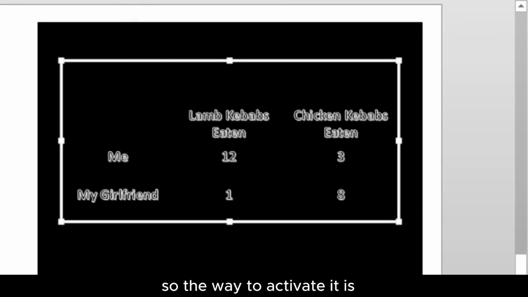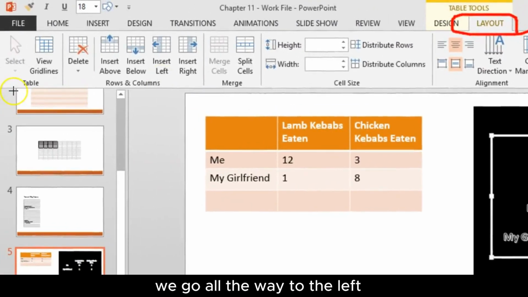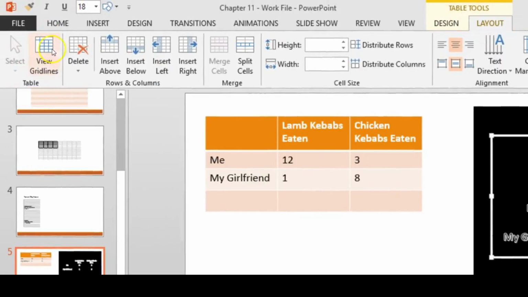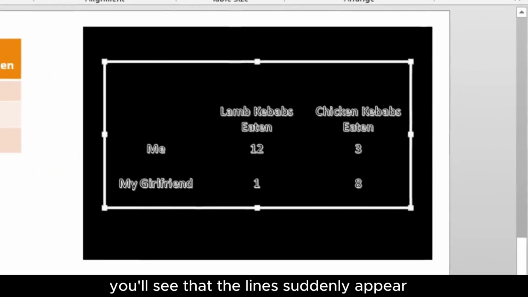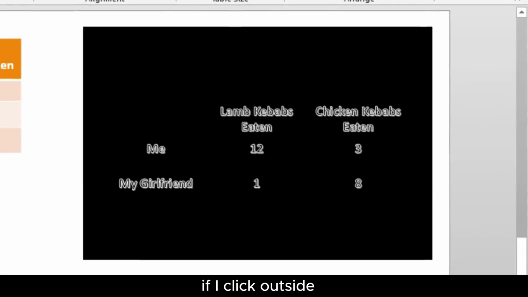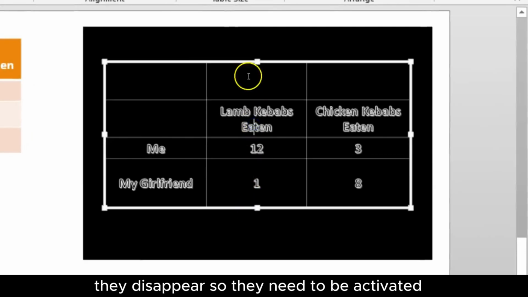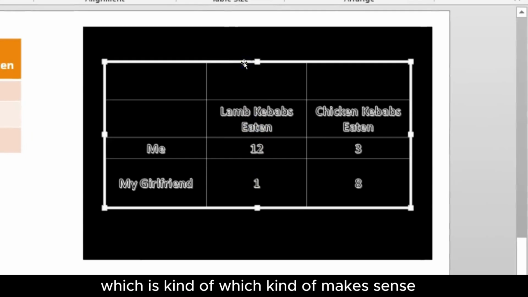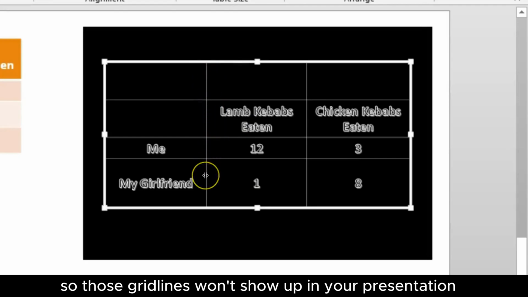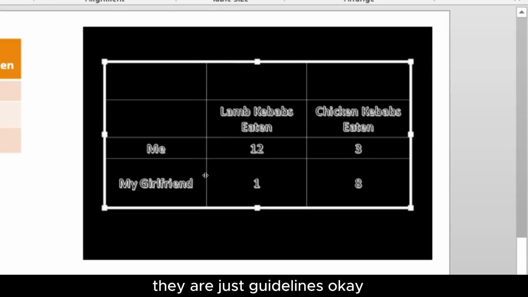So the way to activate it is you go to the Layout menu tab, we go all the way to the left where the table section is, and we go View Grid Lines. And when I click on that, you'll see that the lines suddenly appear. If I click outside, they disappear, so they need to be activated, which kind of makes sense because the only time you really need to see it is when you're adjusting something. So those grid lines won't show up in your presentation. They are just guidelines. Okay, so that's the first thing.